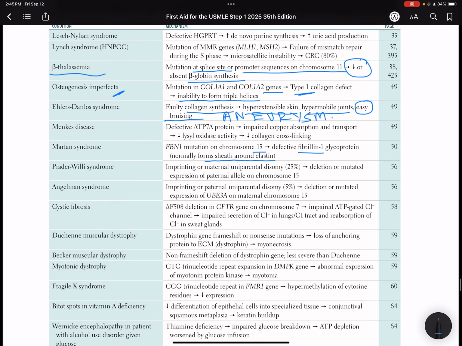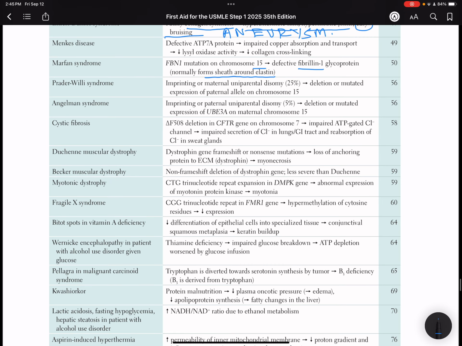What is Prader-Willi syndrome? Prader-Willi means imprinting or maternal uniparental disomy in 25% of people, deletion or mutated expression of paternal allele on chromosome 15. What is Angelman syndrome? Angelman means imprinting or paternal uniparental disomy 5%, deletion or mutated expression of UBE3A on maternal chromosome 15.